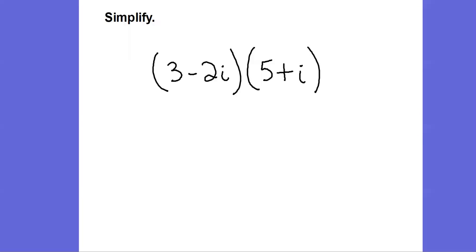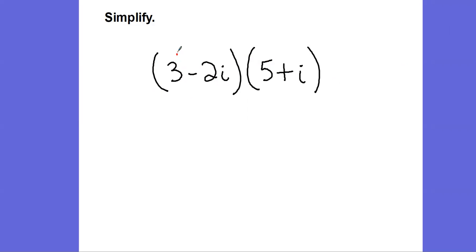This is going to be my last video involving performing operations with our imaginary numbers, and this video is going to include the most challenging of the examples. So in this problem, we have a binomial times a binomial. We're going to multiply the quantity of 3 minus 2i times the quantity of 5 plus i.